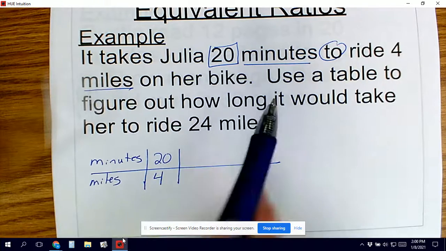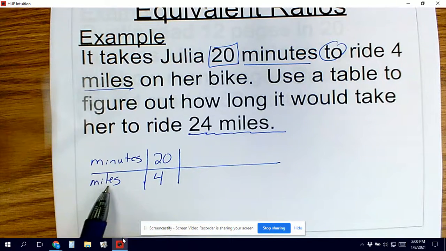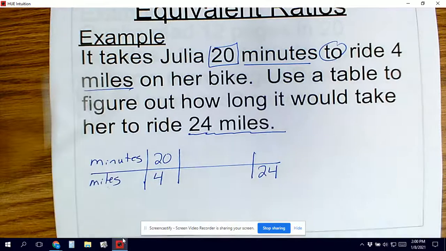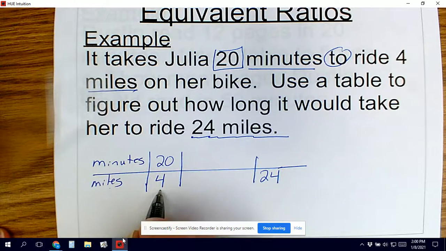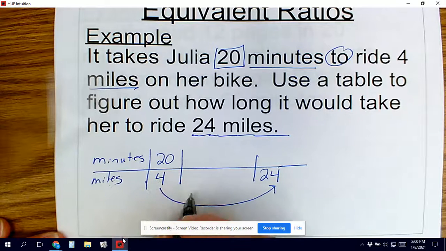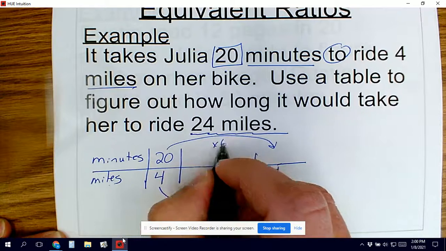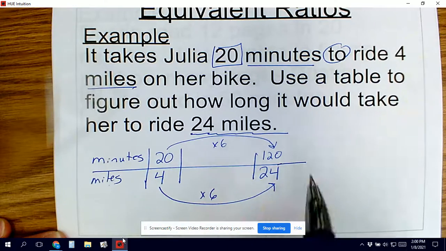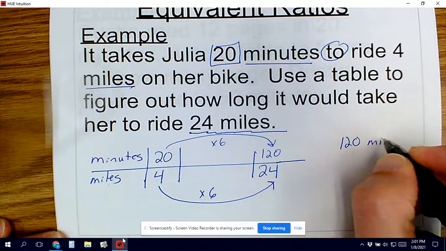And now our ultimate goal, the question says, how long would it take her to ride 24 miles? Well, miles is on the bottom, so my goal is to get to 24. Now, we have lots of options for this. One way, multiplicatively, if you can figure it out, how do I move from 4 straight to 24? Well, if you know your factors, you'll know that 4 times 6 is 24. Now, to keep these equivalent, that means I would do the same thing to the top. 20 times 6 gives me 120. So I know for Julia to ride 24 miles, it would take her 120 minutes.